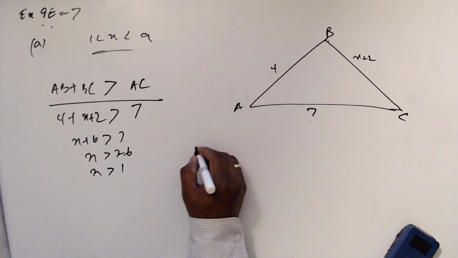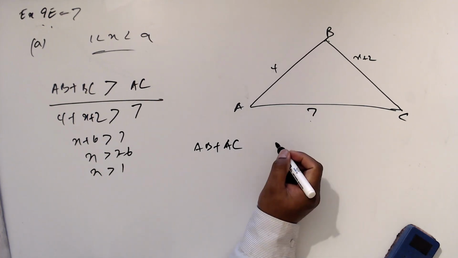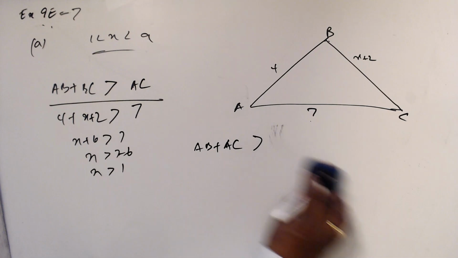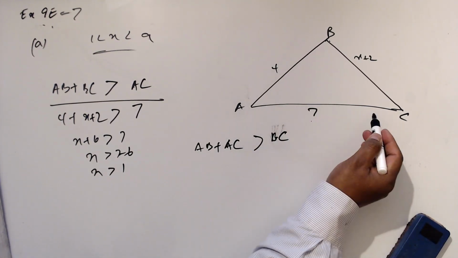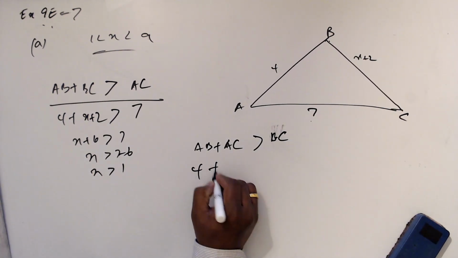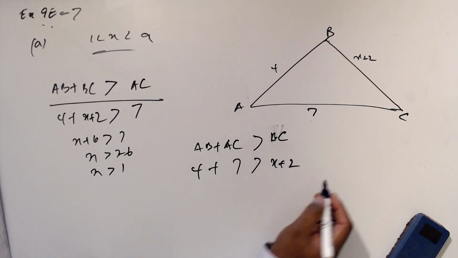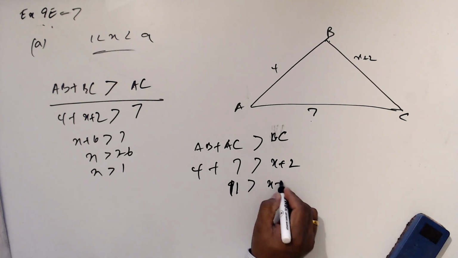Another one. AB plus AC is greater than BC. That is also right. Addition of those sides is greater than the third side. So AB is 4 and AC is 7, which is greater than x plus 2. So this is 9. Sorry, 11 greater than x plus 2.